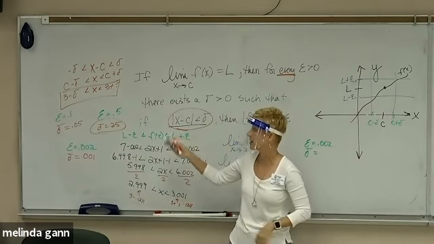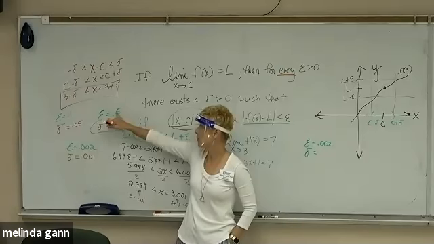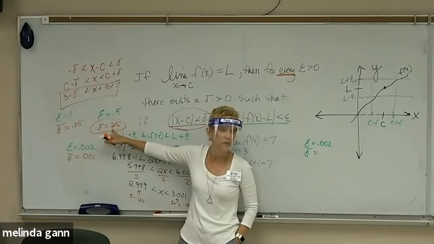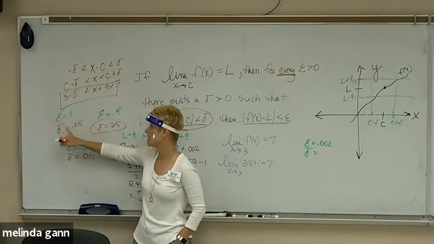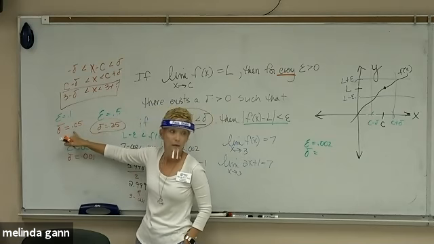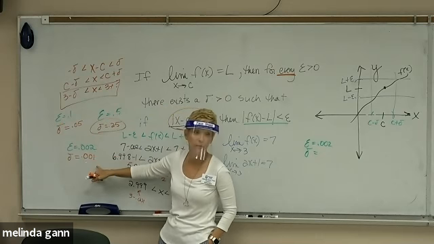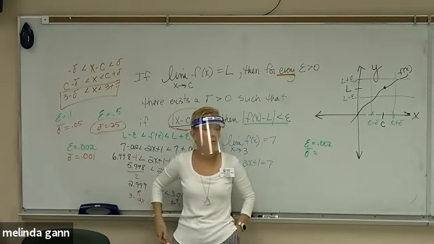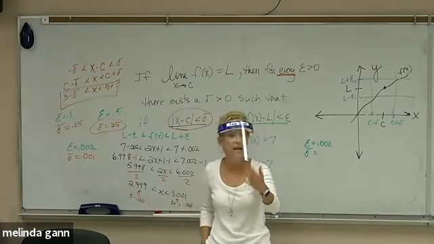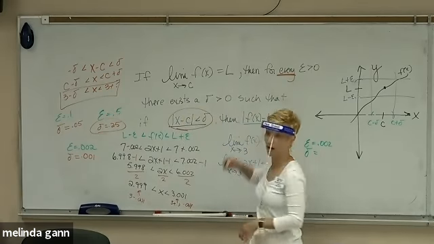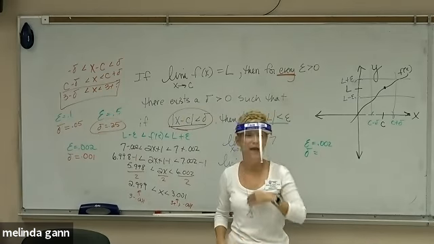Look what happens. This was an easy pattern to see. When epsilon is 0.5, delta came out to be 0.25. When epsilon was 0.1, delta came out to be 0.05. When epsilon was 0.002, delta came out to be what? 0.001.